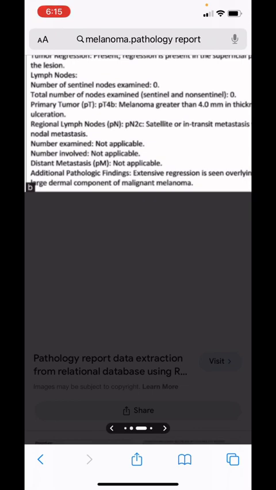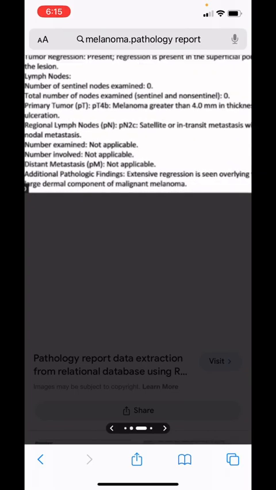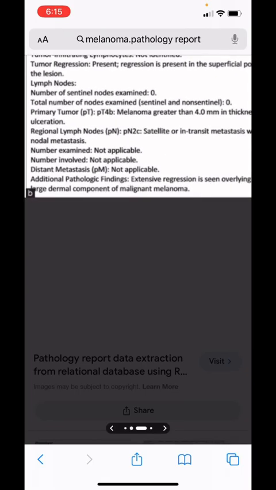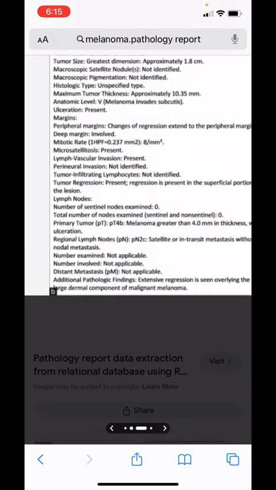So they have not actually examined the lymph nodes, but because there is microsatellitosis, that's immediately, we call it N2 disease, okay? N2 disease. And that immediately makes the melanoma stage 3. And you tell me, how do we find out about the staging? How do you know that?